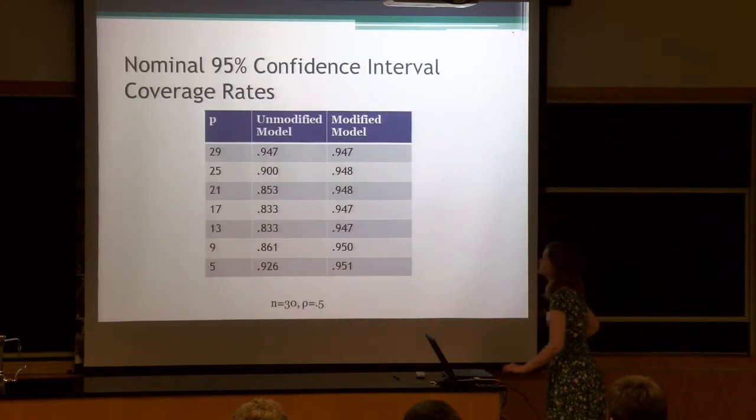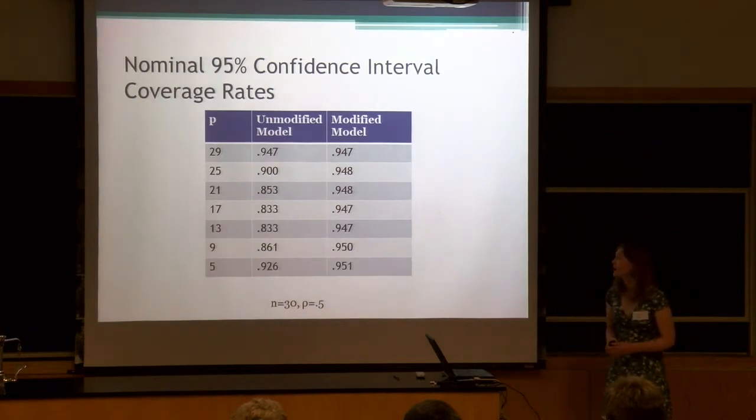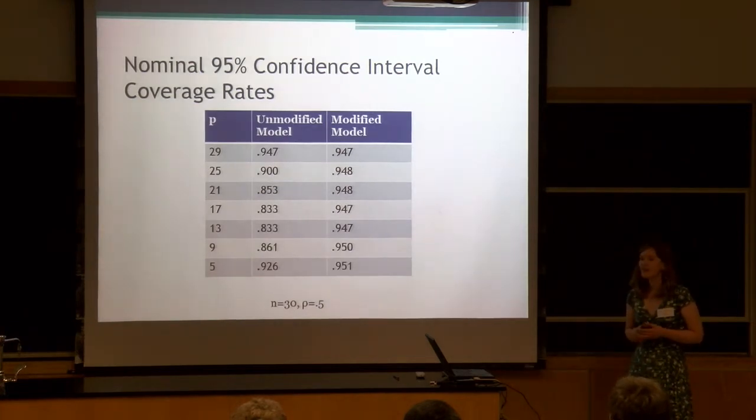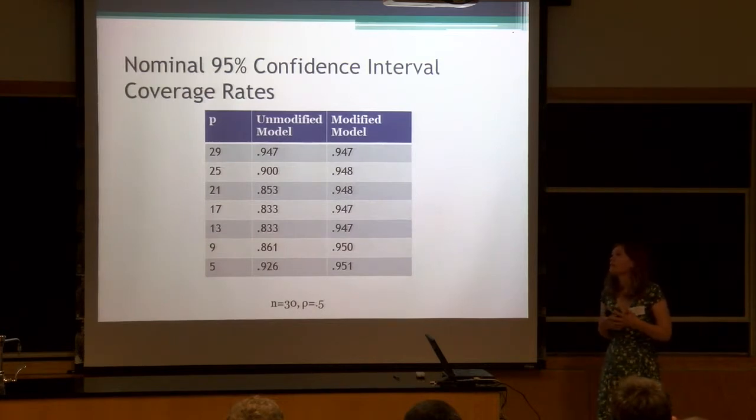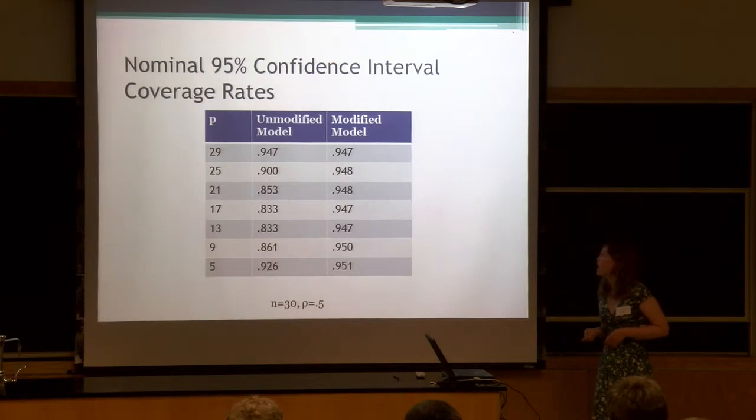Another test we used was looking at nominal 95% confidence interval coverage rates. So the idea behind a 95% confidence interval is using the value of R that I achieved from my sample, I want to make an interval. And then if I did this sample many, many more times under the same experimental conditions, 95% of these intervals should contain the true value of rho.